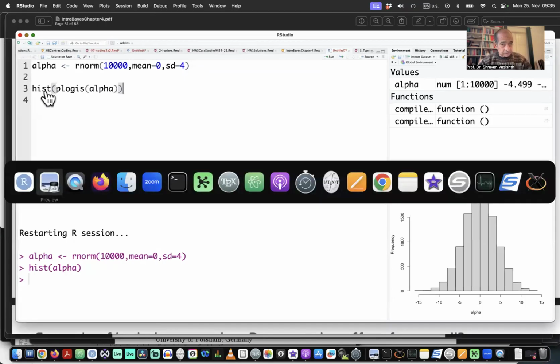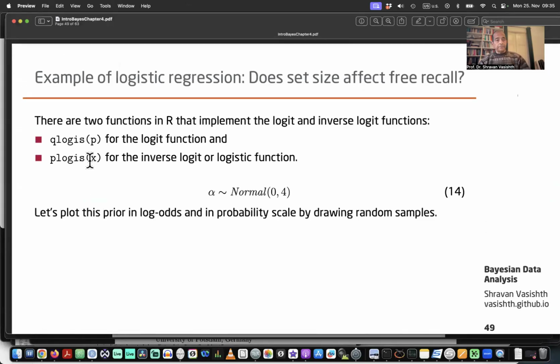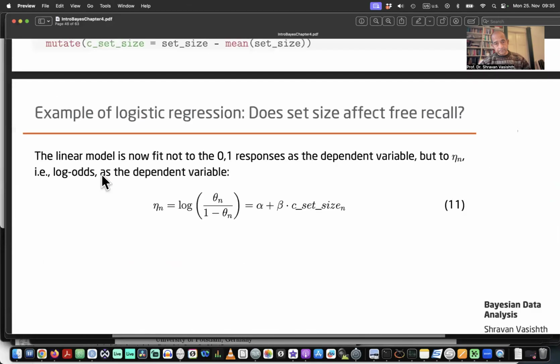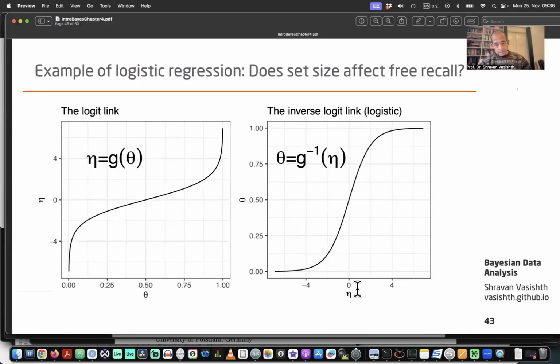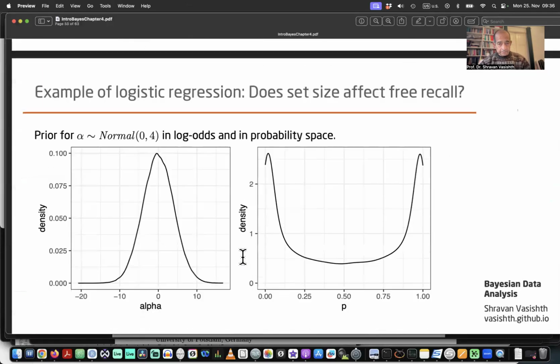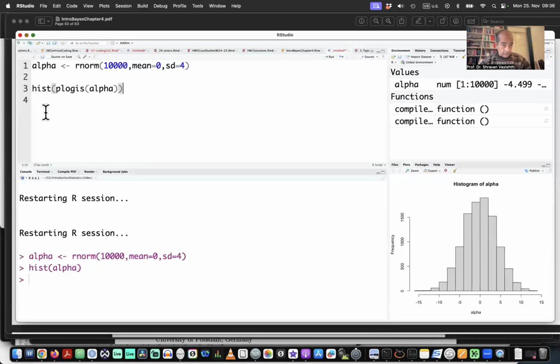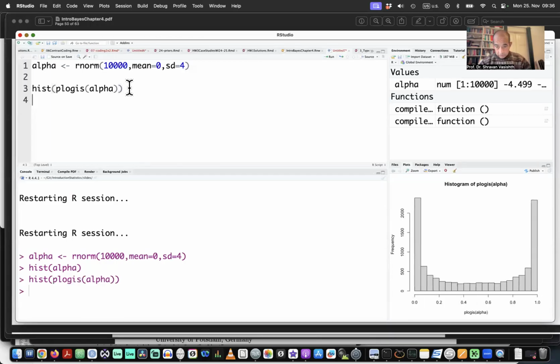Remember the plogis function? This one, right? This is the inverse logit or logistic function; it takes as input a log odds value and returns the probability value, right? So that's what I'm doing now. I should get this weird shape. Let's see what happens, okay? I've done the plogis. And so if I plot the distribution, I see the heavy tails here.